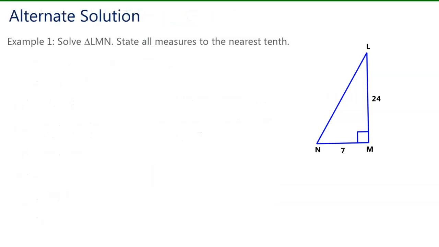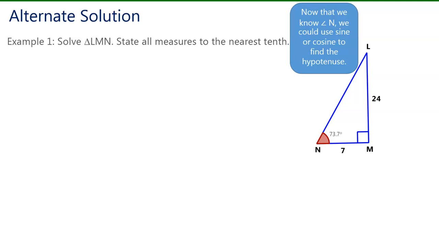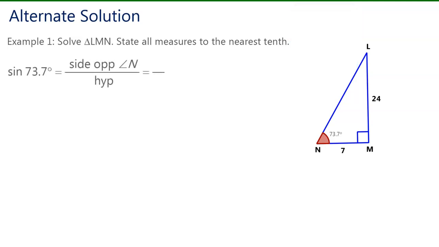Here's an alternate solution. Now that we know angle N, we could use the sine or cosine ratio to find the hypotenuse. Let's use sine. Sine 73.7 degrees is the opposite divided by the hypotenuse. This is n divided by m. We get sine 73.7 degrees equals 24/m, since little n is 24.